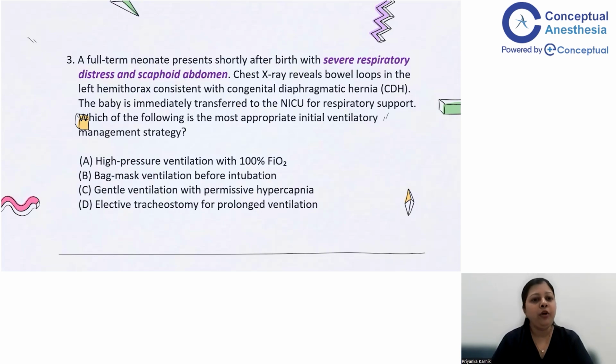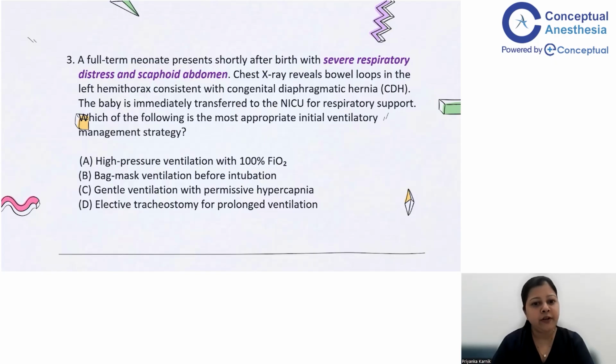Now, next is a full-term neonate presenting shortly after birth with severe respiratory distress and scaphoid abdomen. Chest X-ray reveals bowel loops in the left hemithorax consistent with congenital diaphragmatic hernia, that is CDH. The baby is transferred immediately to the NICU for respiratory support. Which of the following is the most appropriate initial ventilatory management strategy?